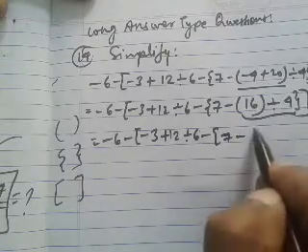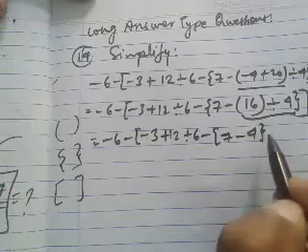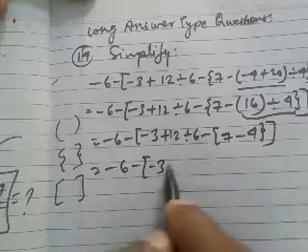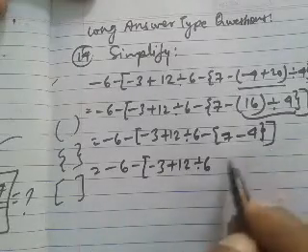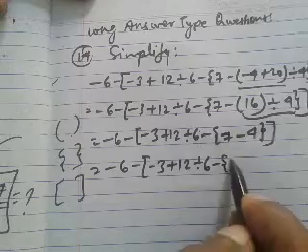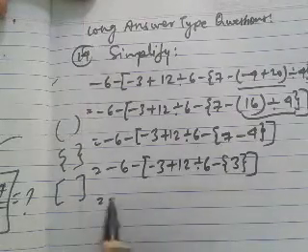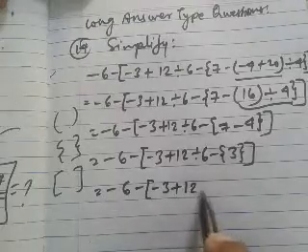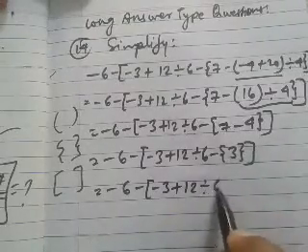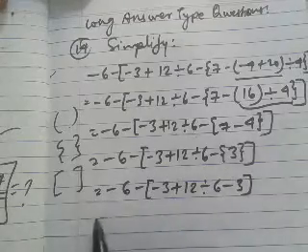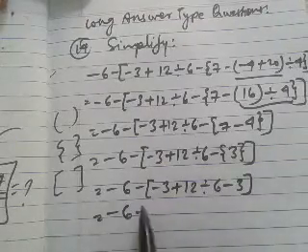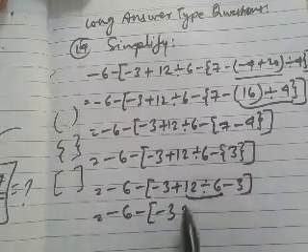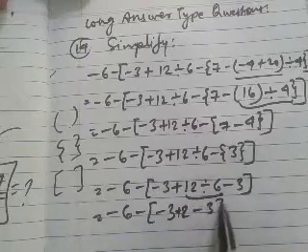7 minus 4, 4 times, this is the curly bracket. Then again this: minus 6 minus of minus 7 plus 12 divided by 6, this is minus curly bracket 3. This becomes 6 minus 3 plus 12 divided by, this is 6 minus 3. Now again 6 minus 6 minus 3. Here is division first.